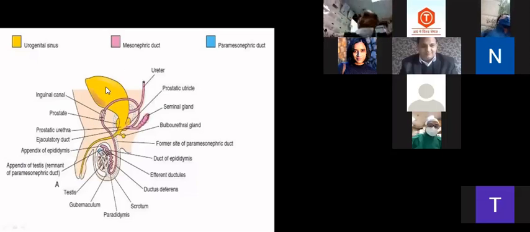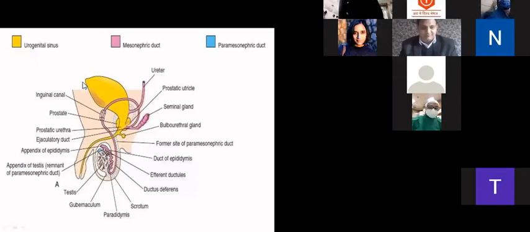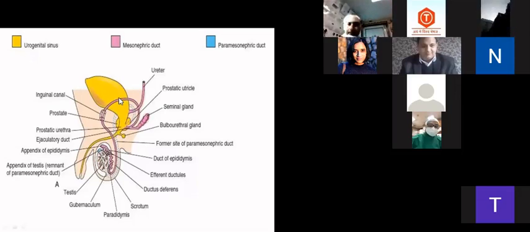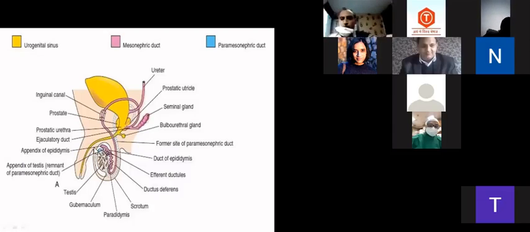So here we can see from the urogenital sinus, most of the urinary bladder, that is the apex, this is the urinary bladder, even the prostate gland, arising from the prostatic urethra, is also developed from the urogenital sinus, the bulbourethral gland, and the urethra: prostatic urethra and the penile urethra.